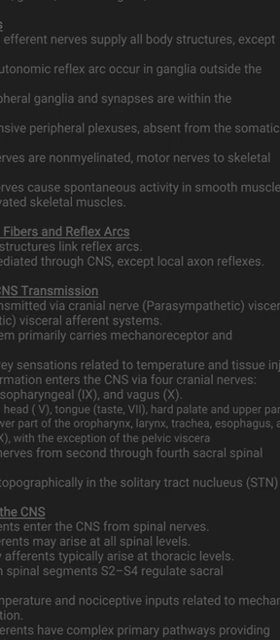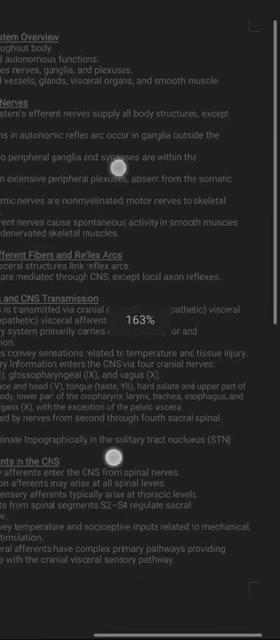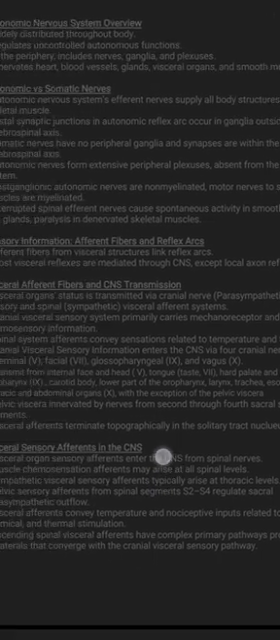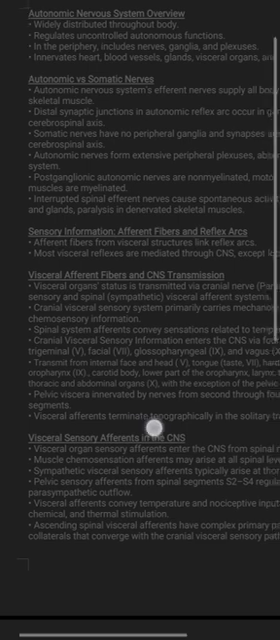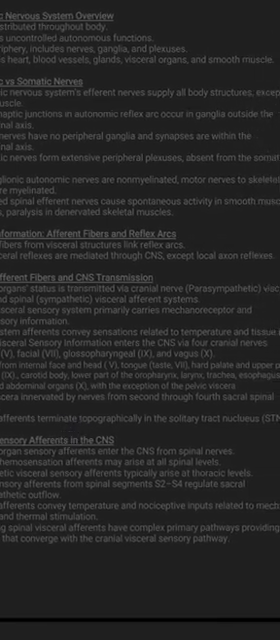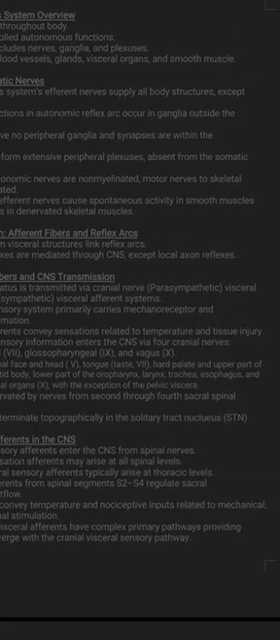But I just call it that for better understanding. Now, I said that most visceral reflexes are mediated through the central nervous system, except local axon reflexes. So what do you understand by local axon? Are there axons that are local? What do they mean by local axon?